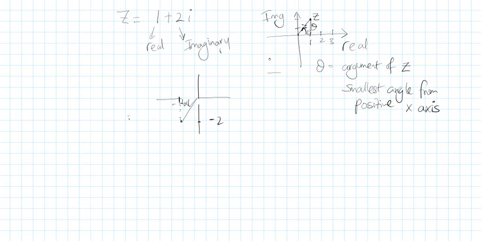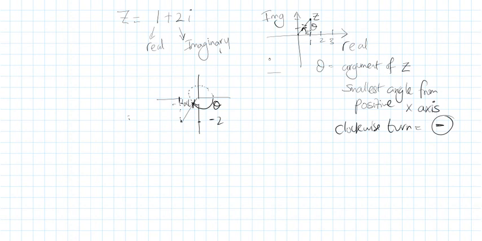Okay. So the argument now, if you look at the definition, it's the smallest angle from the positive x-axis. So if I turn anti-clockwise, the angle is quite big. It's not the smallest angle from the positive x-axis. However, if I turn clockwise, this angle is smaller. So the argument is actually you turning clockwise. However, if you have a clockwise turn, you need to include the minus sign because you're doing the reverse of the other one.